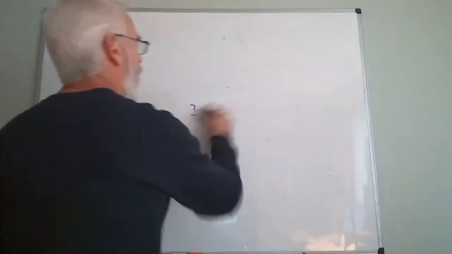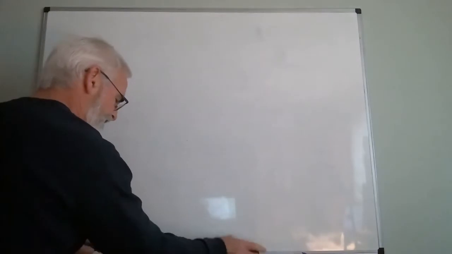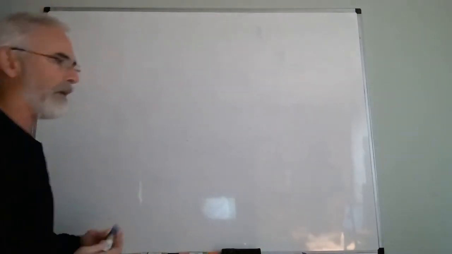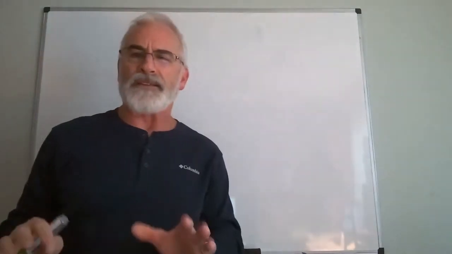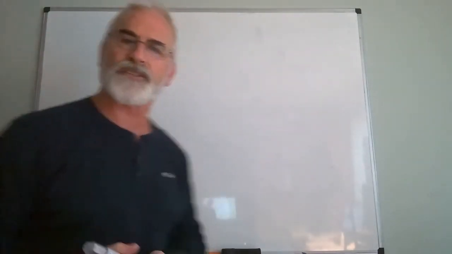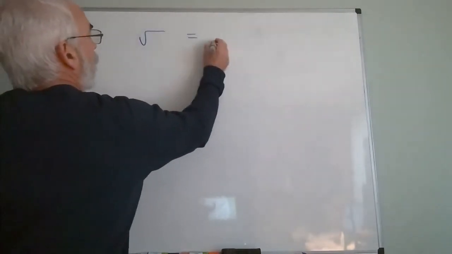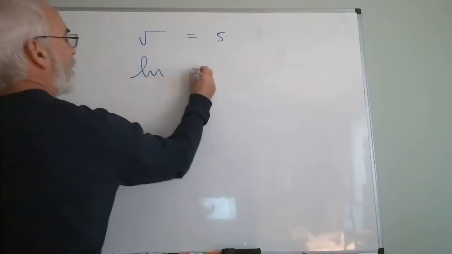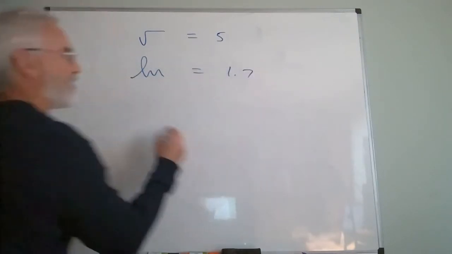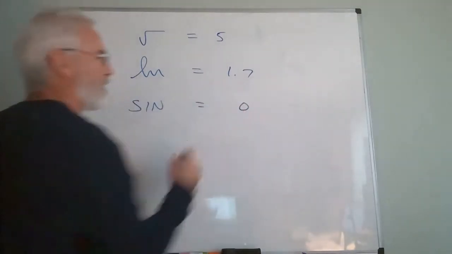Now, another thing we're having trouble with is something called an operator. Now, this might sound very abstract, but this is stuff you've probably dealt with before. We know what functions are, but operators are a little bit different. We use them in kind of the same context. If I said the square root equals 5, or if I said the natural log equals 1.7, or if I said the sine equals 0.